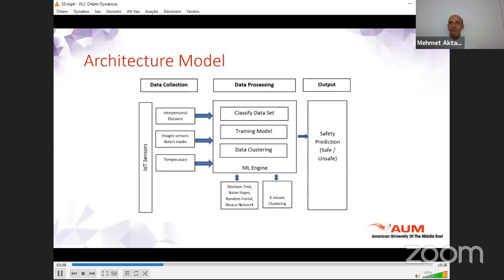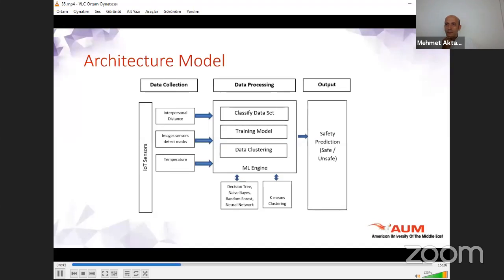The architecture model we propose consists of three phases: data collection, data processing, and output. Data collection involves IoT sensors to collect data such as interpersonal distance, images to detect whether the person wears a mask or not, and the temperature. This data from the IoT sensors will then be given to the machine learning engine, which is part of the data processing unit. The extracted data will then be classified using decision tree, naive Bayes, random forest, and neural network machine learning algorithms.